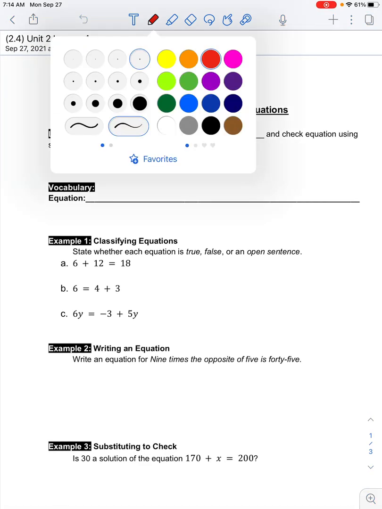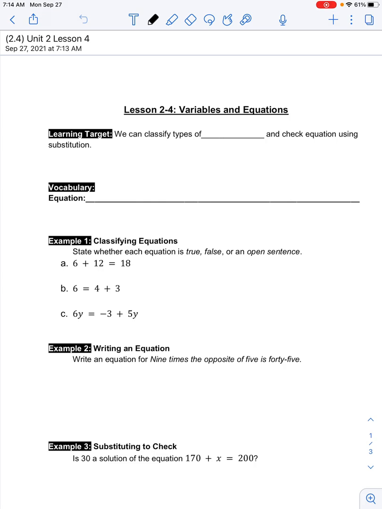Unit 2, Lesson 4. Our learning target for today is we can classify types of equations and check equations using substitution. So let's take a look.